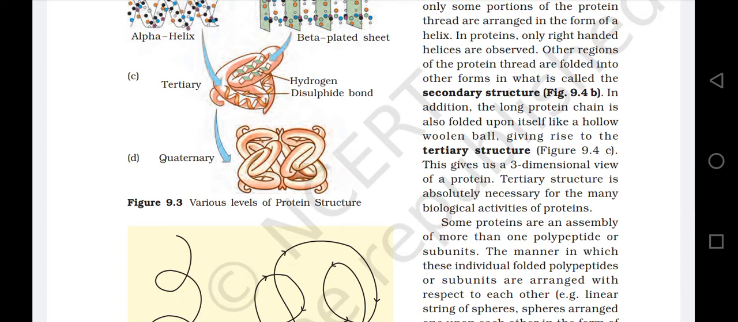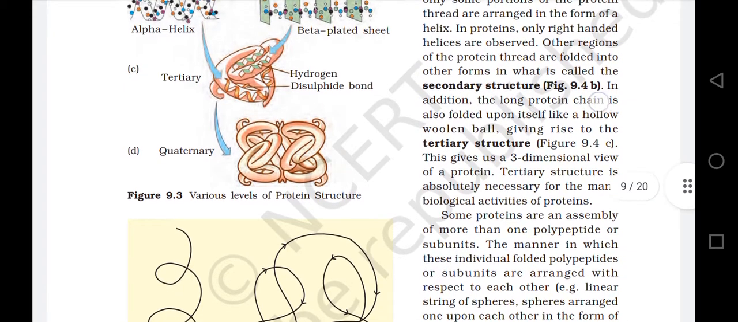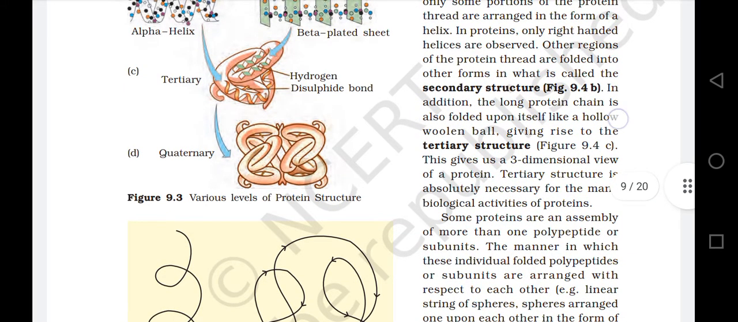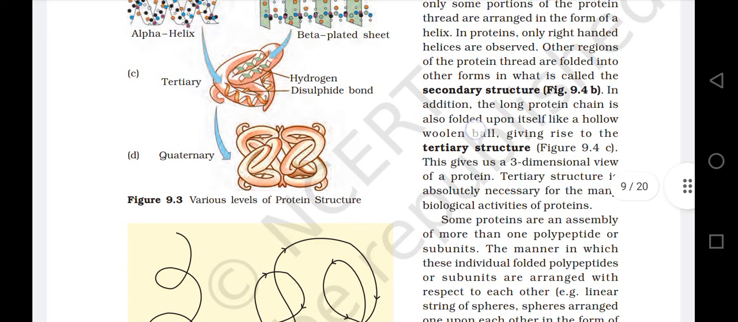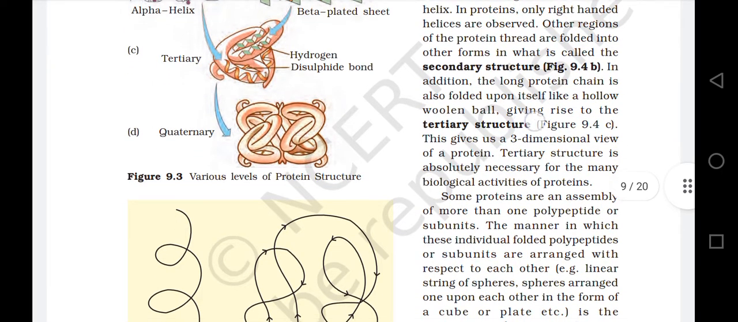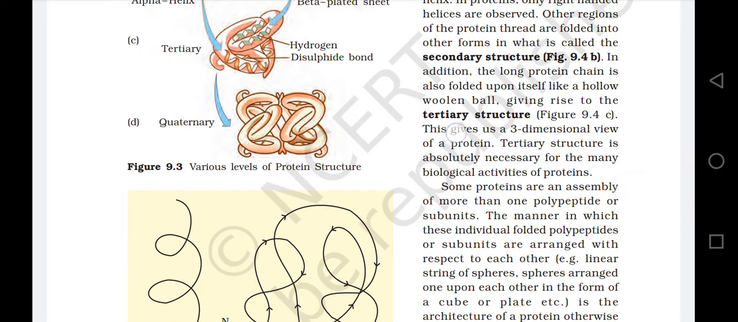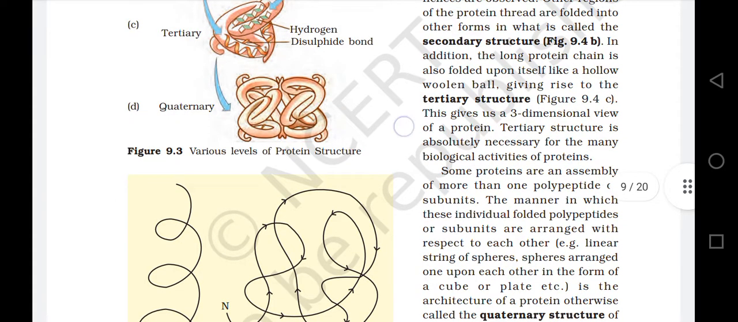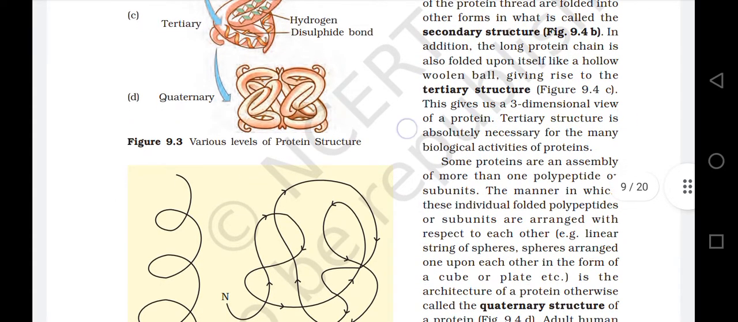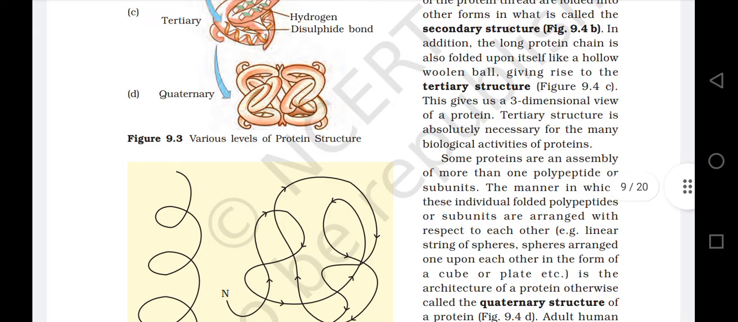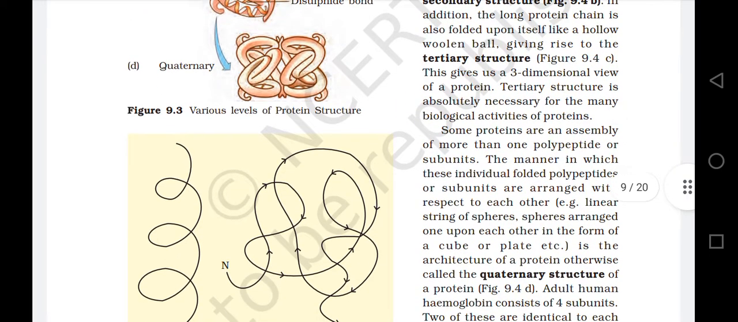In addition, the long protein chain is also folded upon itself like a hollow woolen ball, giving rise to the tertiary structure. Figure 9.4c. This gives us a three-dimensional view of a protein. Tertiary structure is absolutely necessary for the many biological activities of proteins.